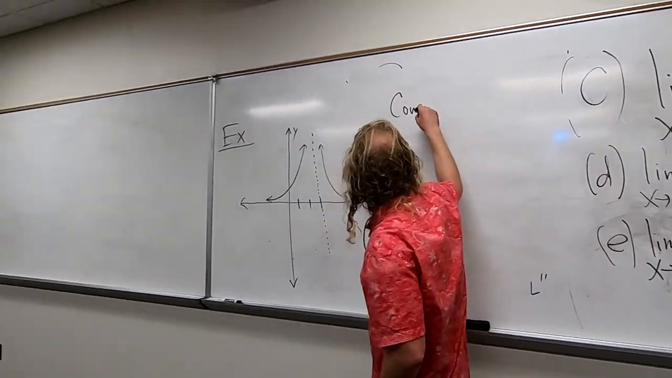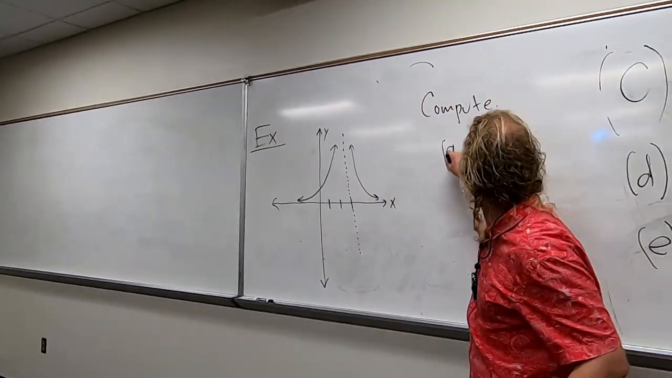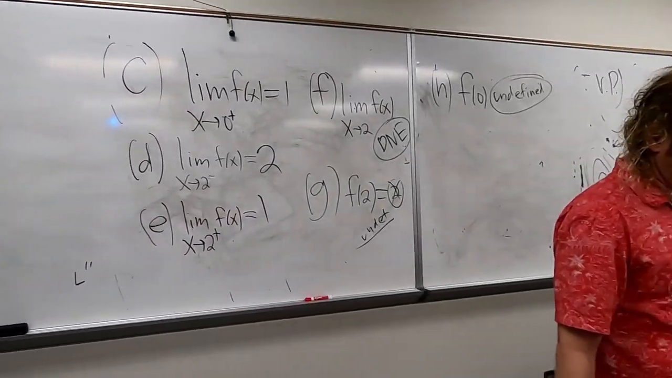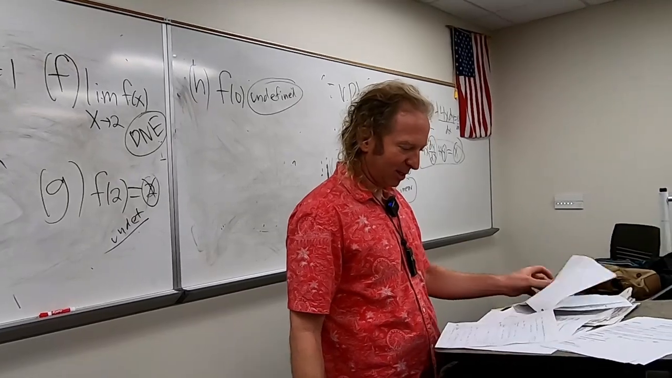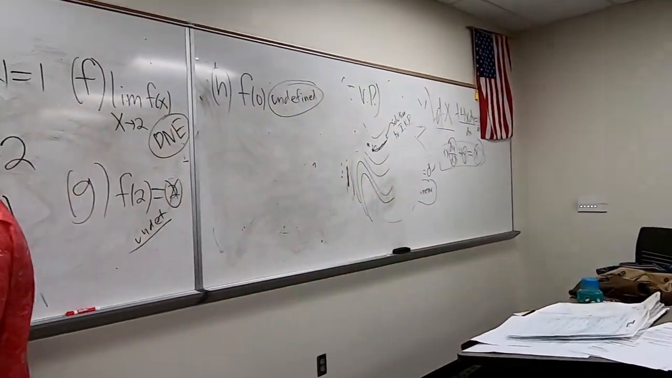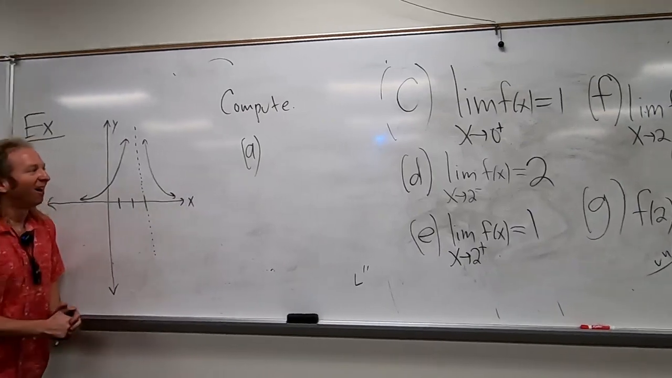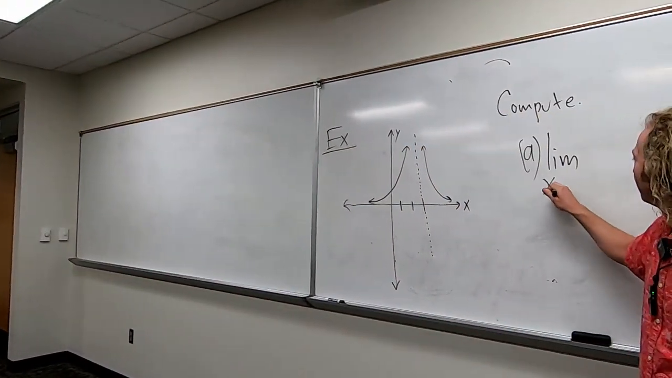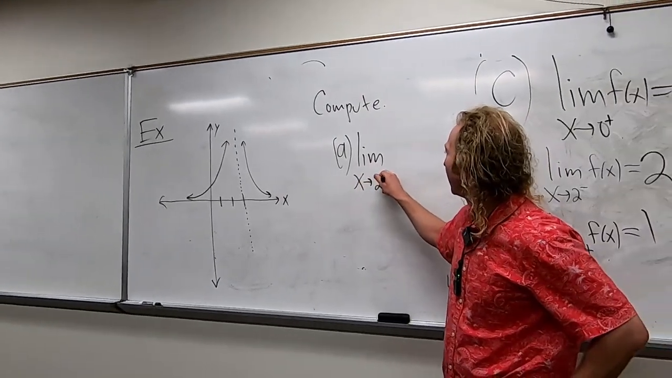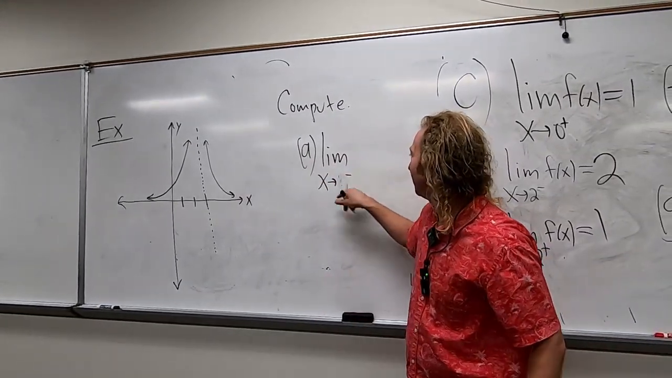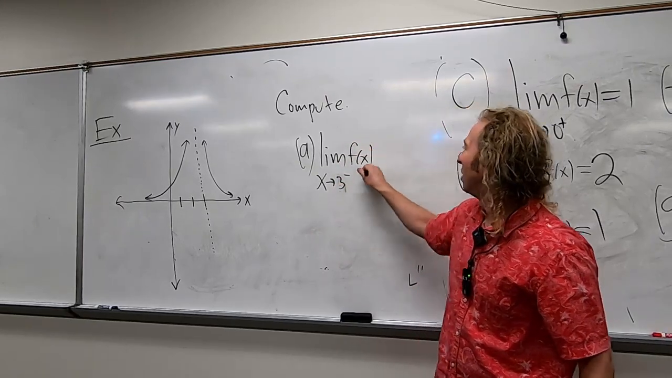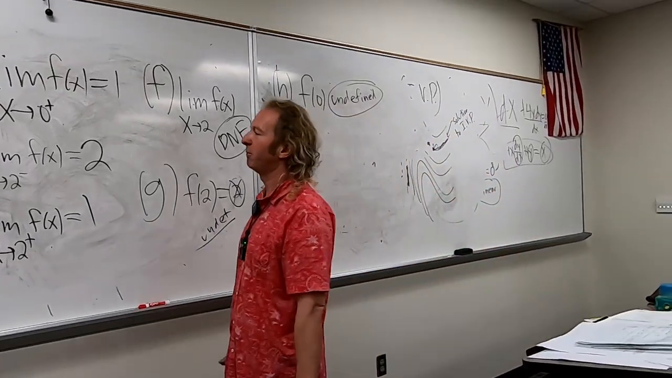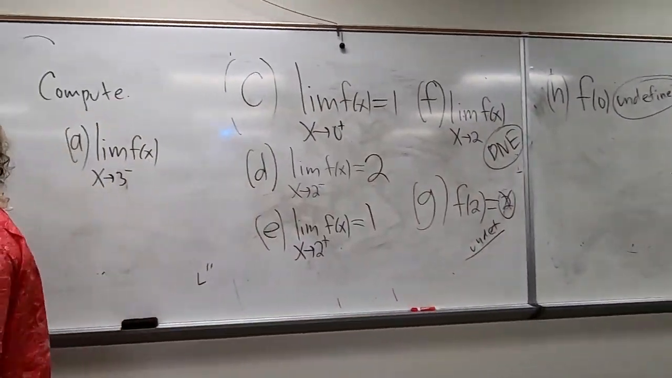So, compute. Let's try to approach 3 from the left. So what is the limit as x approaches 3 from the left of f of x?